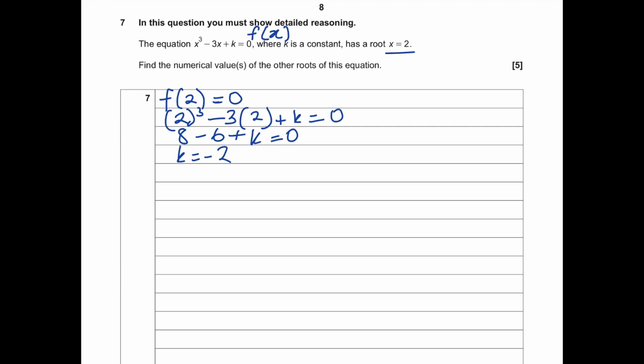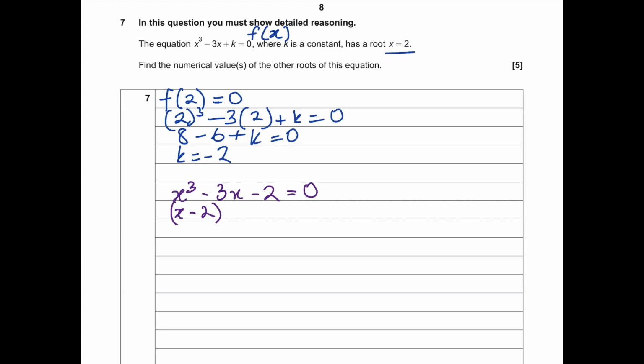Now that we've found our value of k, we can put this back into the cubic to get x cubed minus 3x minus 2 equals 0. x equals 2 is a root, therefore x minus 2 is a factor of the cubic. Now, we're supposed to find the other roots of this equation. How do we do that?